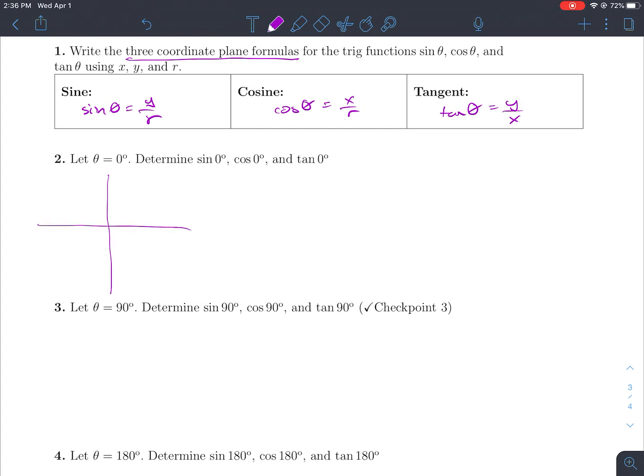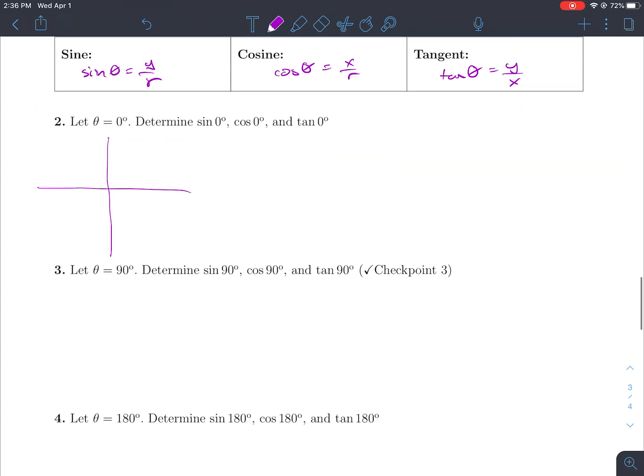So these are the 4 weird cases that we're going to do in the next 4 problems. So for problem 2, let theta equal 0 degrees. Determine the sine of 0 degrees. Okay, well, we want a sketch of the picture here. So for 0 degrees, we go out some distance, and then we don't rotate at all. So this would be, we go out a distance r. So what are the coordinates of this point if we go out a distance r?